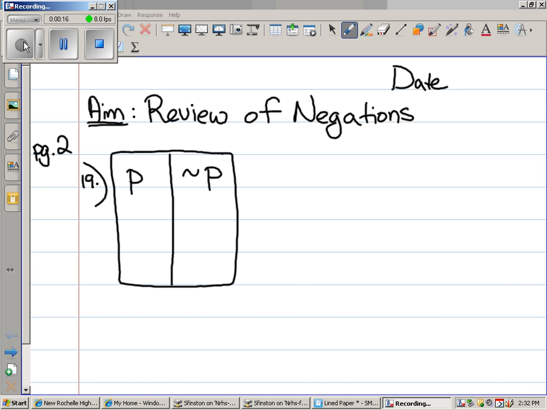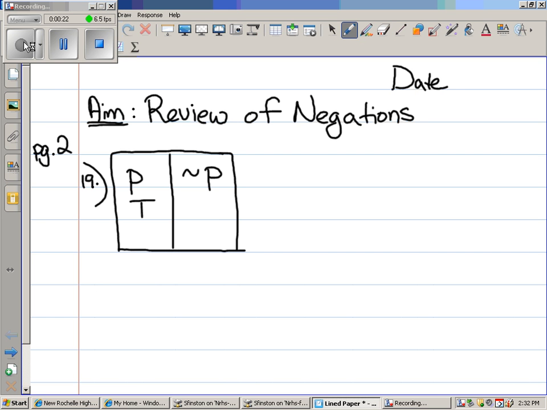There are two choices for P. P can either be true or P can be false. What do you know about the negation of P? If P were true, what would you put in this second slot over here? False. And what would you put in the second slot over here? True. So you get it. Negations just give the opposite truth value.